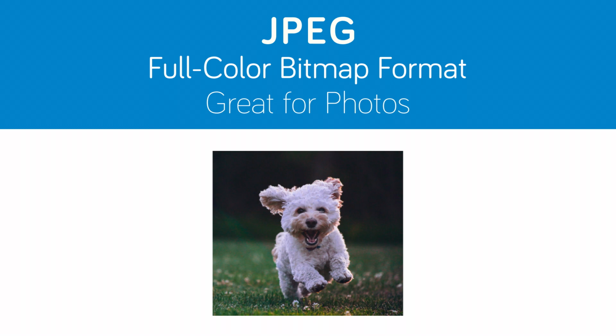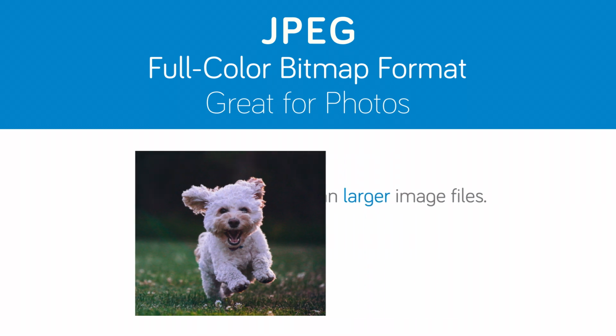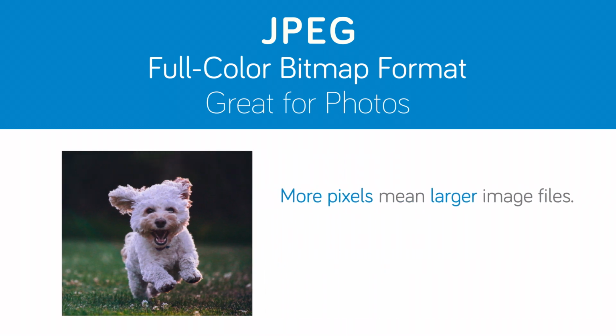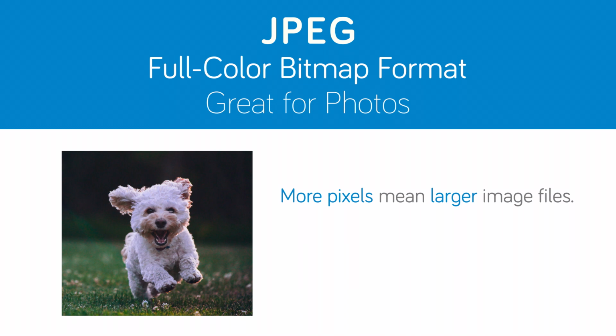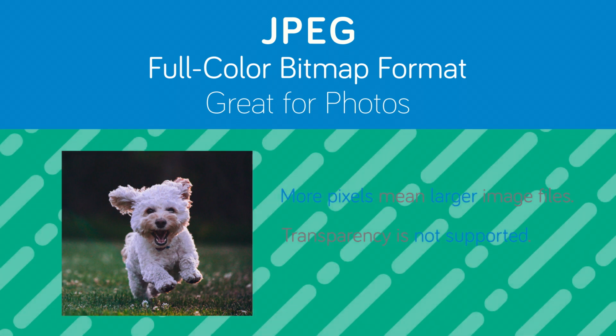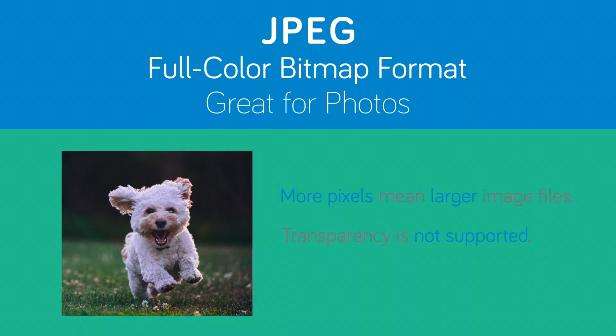While they're great for fine details, it's important to remember that the larger the image and the greater the detail, the larger the image file size. That's because you end up with a lot of individual pixels. And all those pixels can lead to slow page loading on the web. Another important limitation to keep in mind is that JPEGs don't support transparency, so you'll never be able to see through any part of the image to the background.